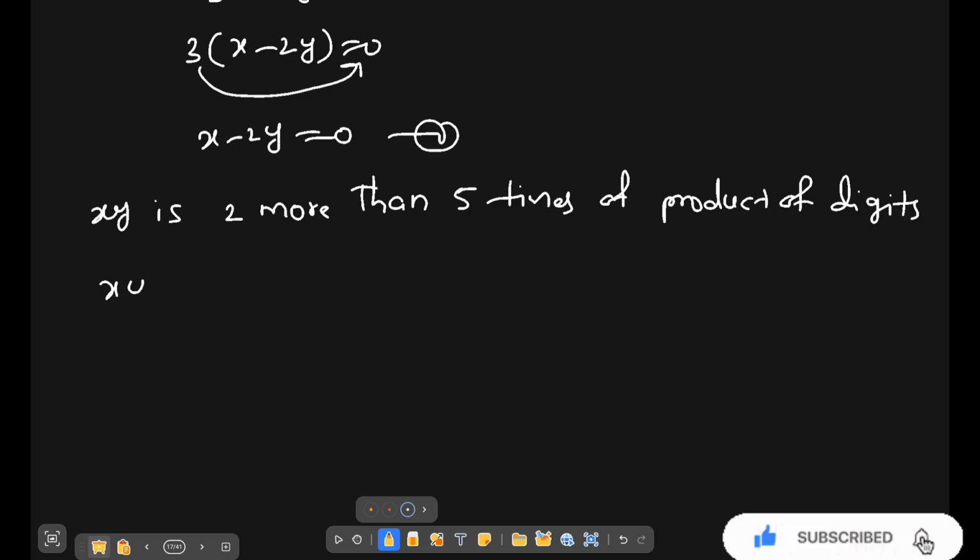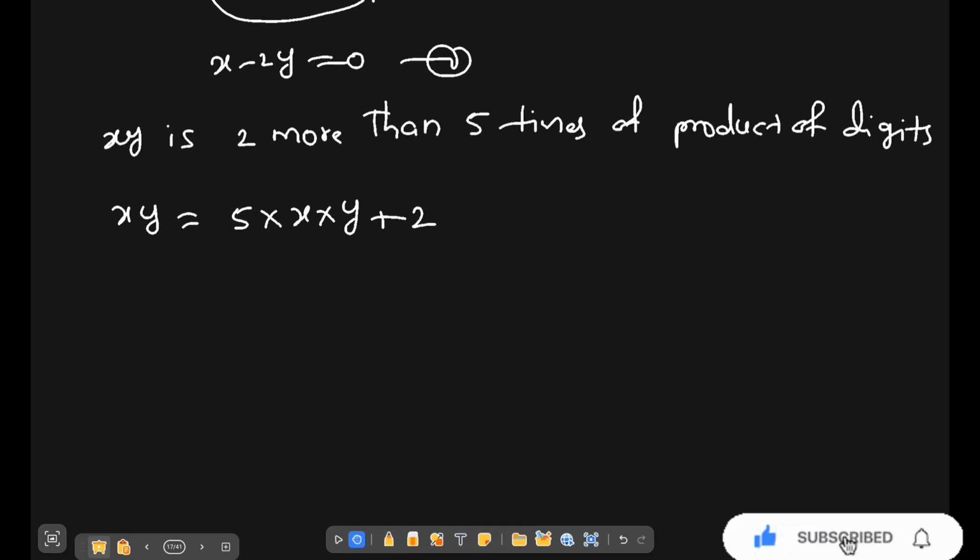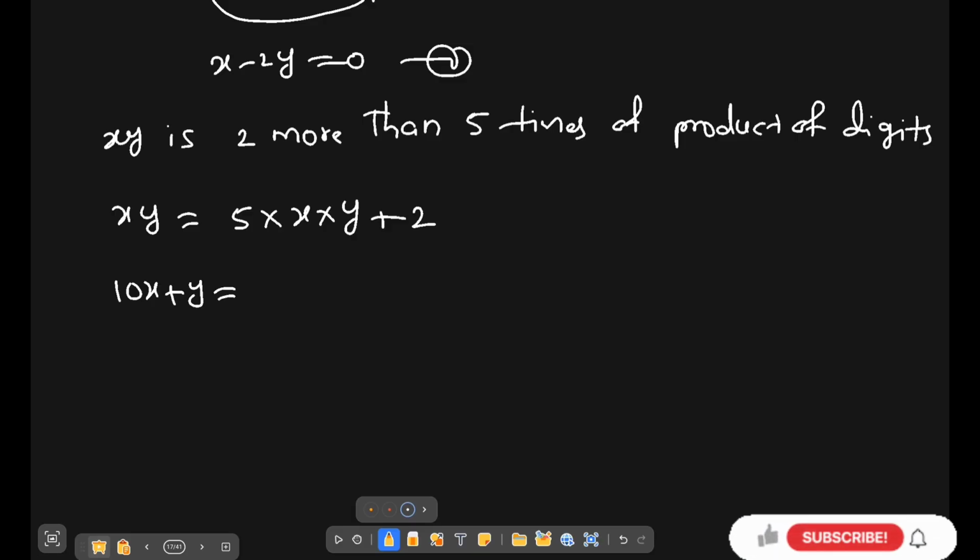So this xy will be equal to 5 times the product of digits, means 5 into x into y, 2 more than, plus 2. So again we can expand xy as 10x plus y is equal to 5 into x into y, 5xy, plus 2.